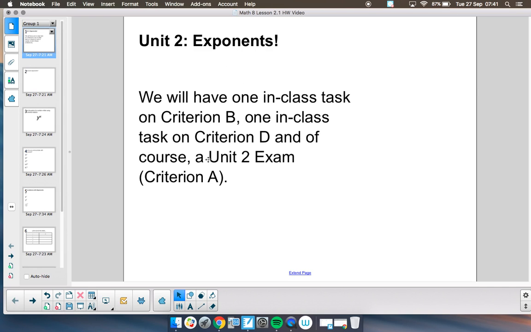Just so you know, during Unit 2 we will have one in-class task on criterion B, so investigating some patterns with exponents. We'll also have an in-class task on criterion D, so applying it to real life. And of course, a Unit 2 exam towards the end of the unit.